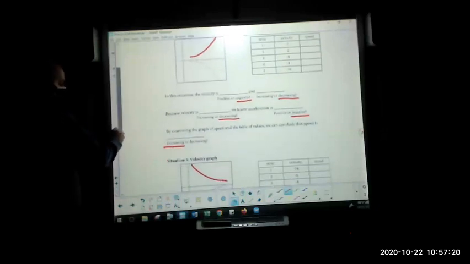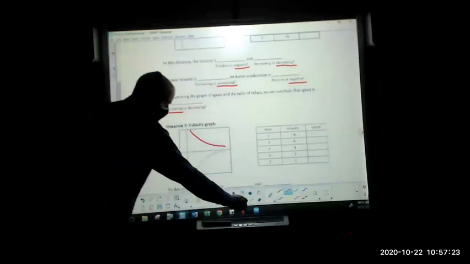So the next situation, we have the graph, we have the table.